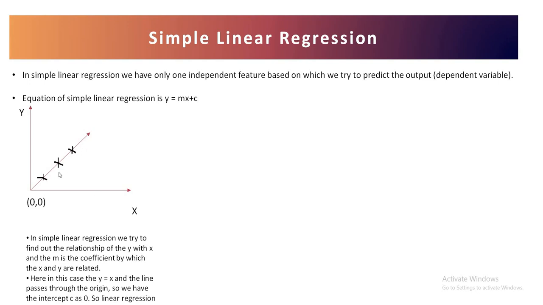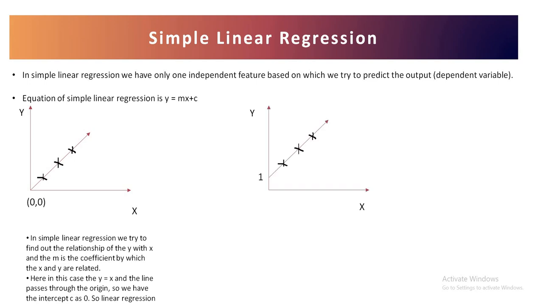So in this case we can say that the relationship will be y equal to mx, where m will be the coefficient. So here in our case it is 1, so we don't have to write down m as 1, so it will be y equal to x. So it can be 2x, it can be 3x based on the scenario.